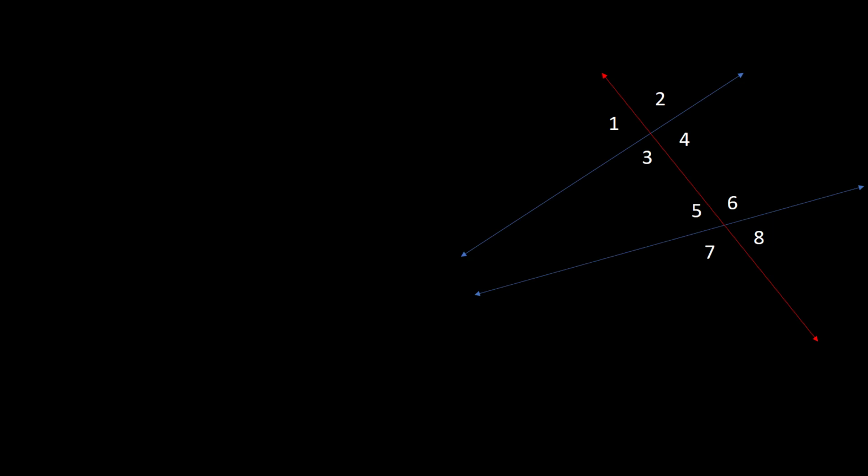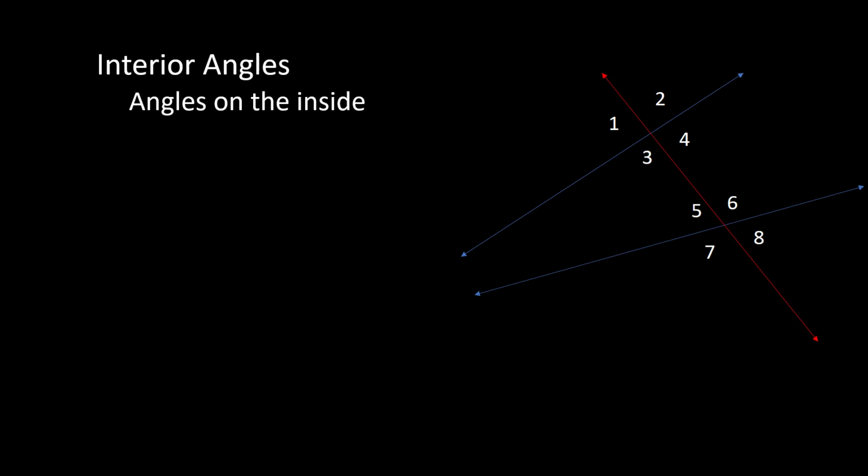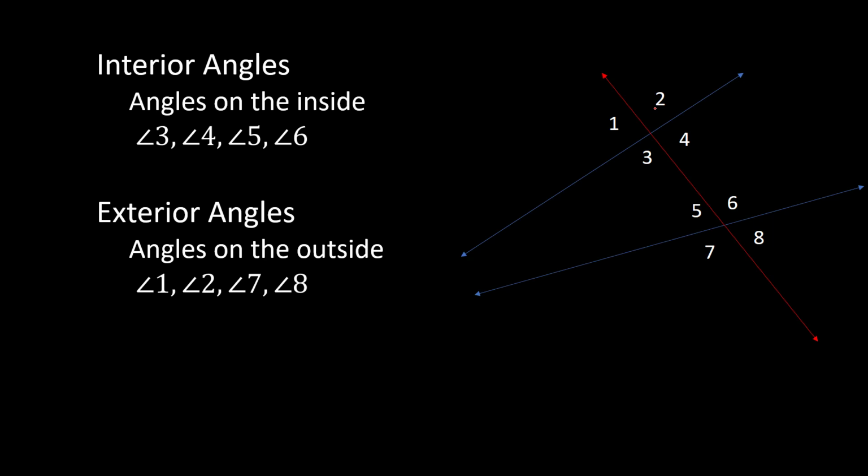Now there are various names that we can give to the different angles that we have in this picture. So first off, we have what we call interior angles. Interior angles are angles on the inside. And when we say inside, we're looking at the two blue lines. They're on the inside of the two blue lines. So angles 3, 4, 5, and 6 would be on the inside, or between those two blue lines. So 3, 4, 5, and 6 would be interior angles. And then exterior angles would be on the outside of the two blue lines. So you're looking at 1, 2, 7, and 8, all being on the outside.